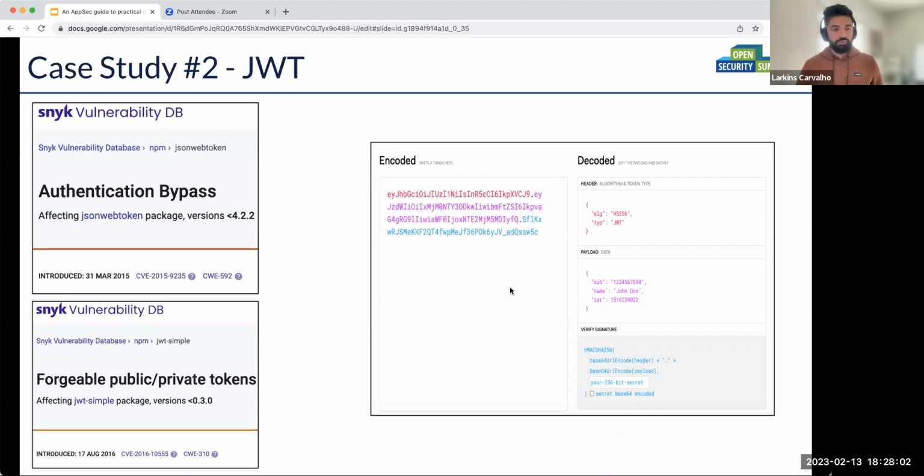Then let's take a look at another vulnerability, which was forgeable public private tokens. There are two different algorithms which it supports for signature: HMAC and RSA. HMAC is symmetric, meaning it uses a single key for encryption and decryption, in this case verification. And RSA is public private, it's asymmetric. So what happened here is, if you forge the token and replace RSA with HMAC, the server will consider it as a public key.